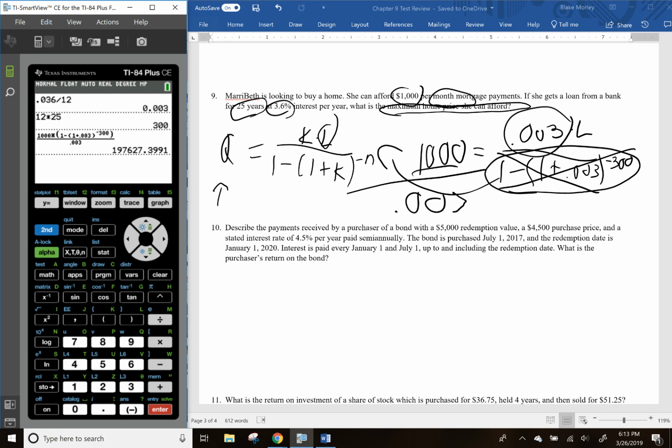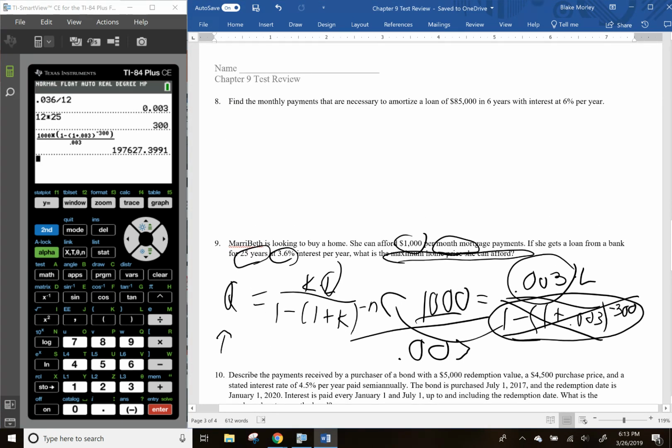So yeah, let's go back to number 8. Number 8 is a more typical amortization problem, where we're looking for the monthly payments. Again, I don't remember what letter it is, but we're calling it Q. We don't actually know what that is, but we know everything else.